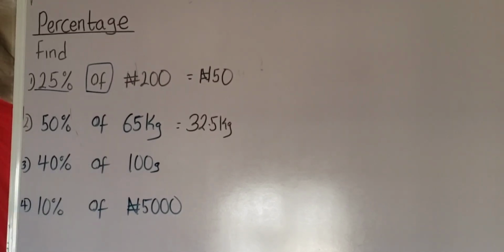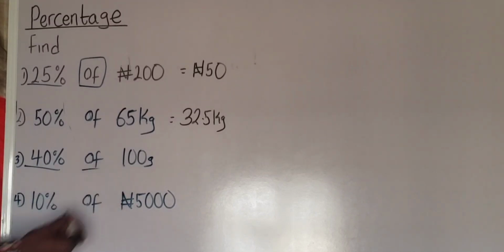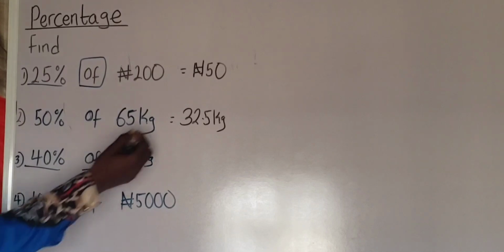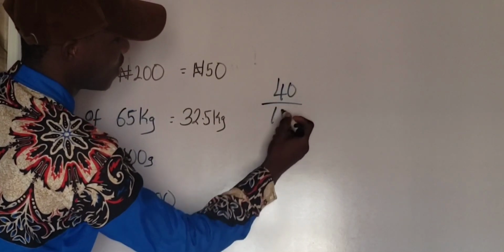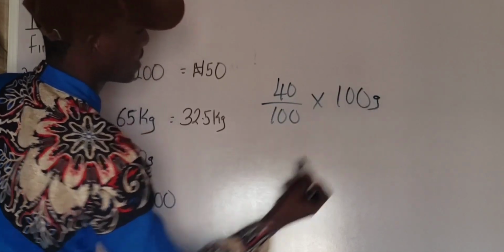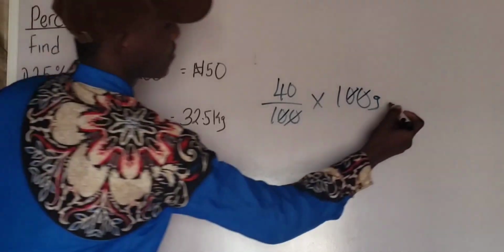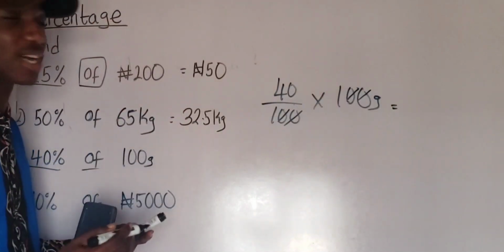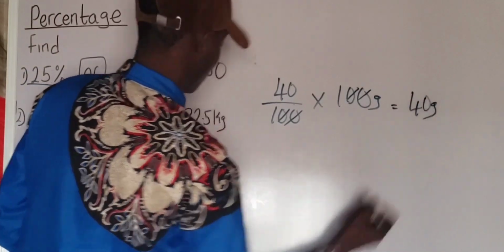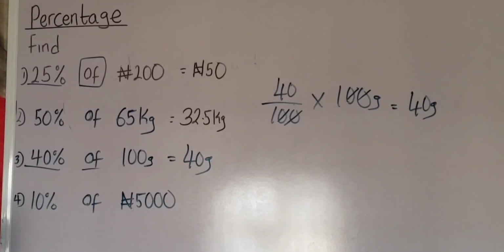40% of 100 gram. Don't forget, 40% means 40 all over 100 because a percentage is a fraction having 100 as its denominator, and "of" means multiplication. So let's proceed. For this, I'm going to have 40 all over 100 multiplied by 100 gram. So this 0 can cancel this 0, and this 0 can cancel this 0. So we are going to have 40 multiplied by 1 gram. Do you understand? So I'm going to have 40 gram. If you get this answer, you are correct. Okay, let's proceed to question number 4.